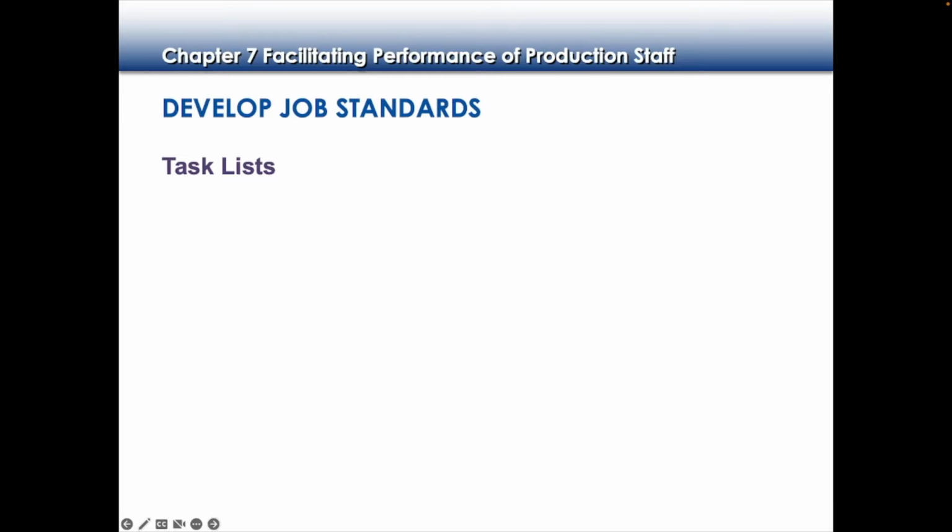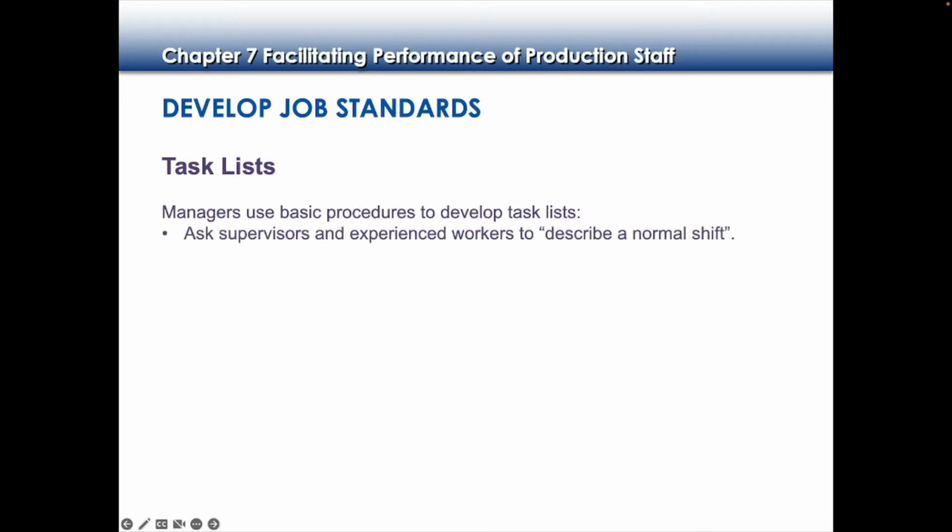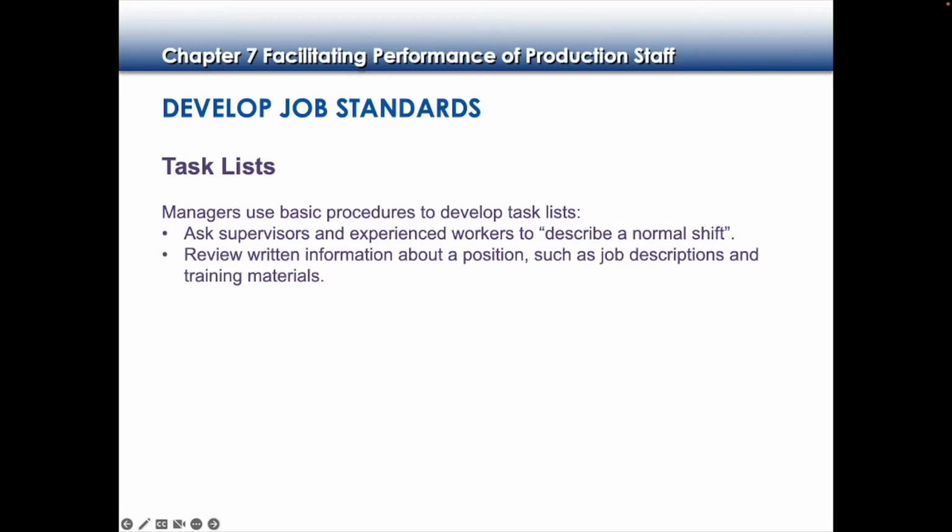It focuses on the activities an employee must be able to do. For example, a cook must know how to operate food production equipment. A bartender may need to know how to restock the bar. Managers can use basic procedures to develop a task list, such as asking supervisors and experienced workers in the position questions such as, describe what you do in a normal work shift from when you begin work until you complete the shift. Review any written information about the position, such as any existing job descriptions and training materials used to teach new employees.